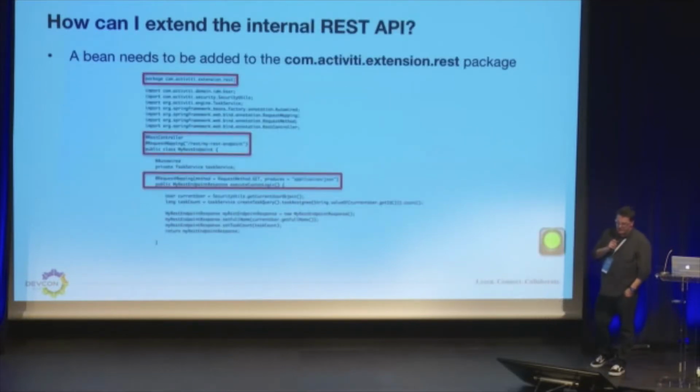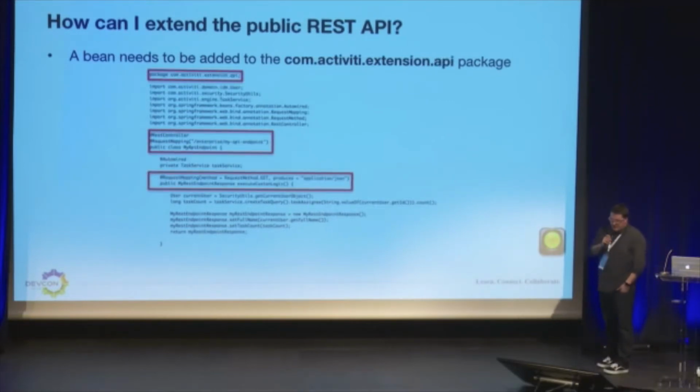To extend the internal REST API, you just have to add a bean to the com.activiti.extension.rest package. You have to make sure to have a request mapping defined, a request controller, a REST controller, and to have the endpoint for that API defined. To extend the public API, the same counts, but the endpoint has to start under the /enterprise context.